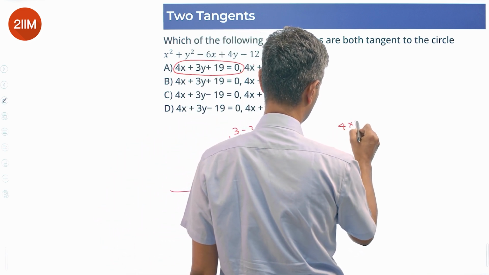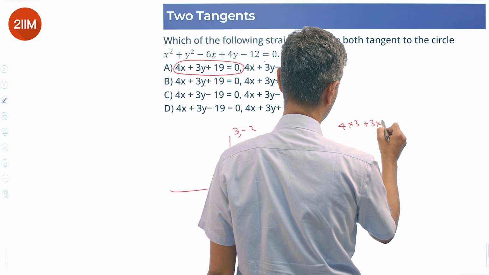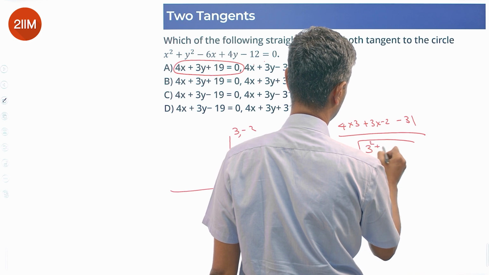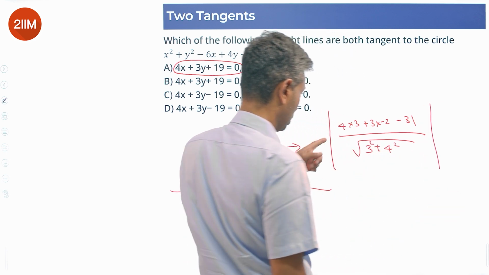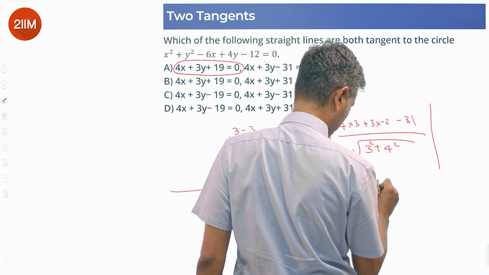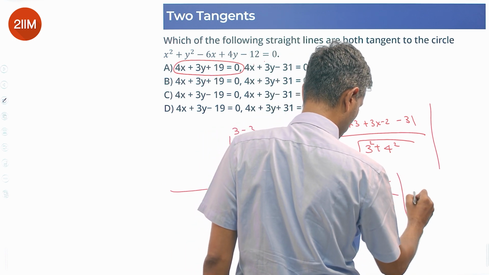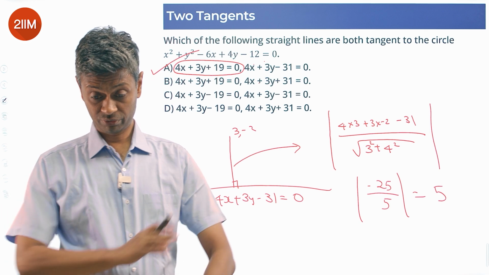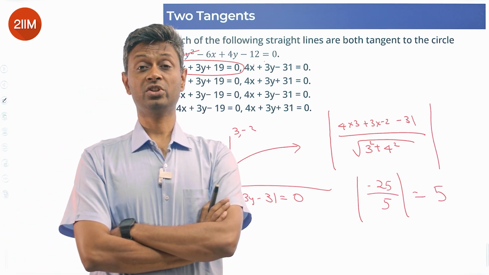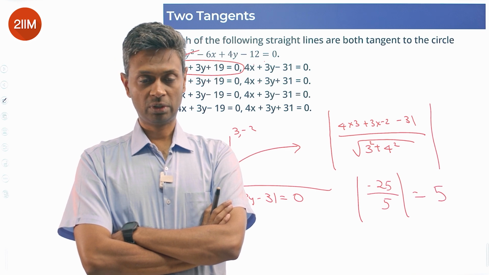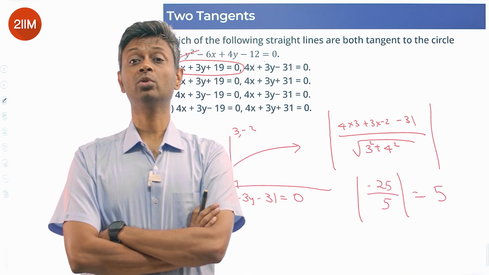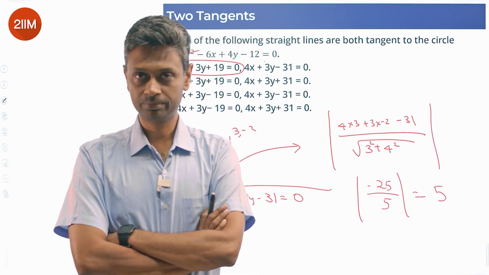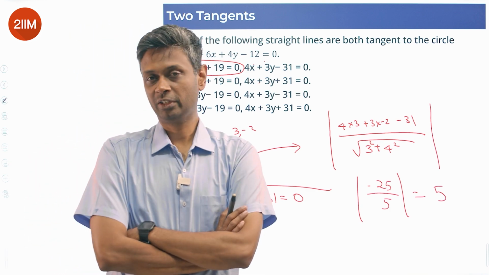4 into 3 plus 3 into minus 2 minus 31 by square root of 3 square plus 4 square, under modulus. 12 minus 6 is 6, 6 minus 31 is minus 25 by 5 under modulus equal to 5. Very first one, it worked. What you're doing here, from the center of the circle, finding the distance to this line, the perpendicular distance. From the center of a circle, if the perpendicular distance to a straight line is equal to the radius, then said straight line has to be a tangent to the circle. So plugging that in and then simplifying it through choice A.